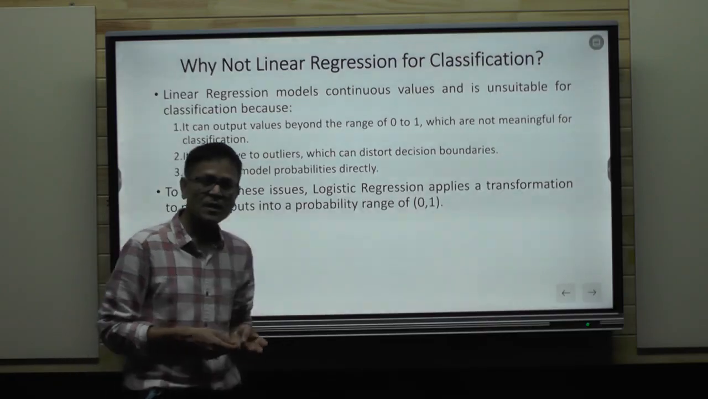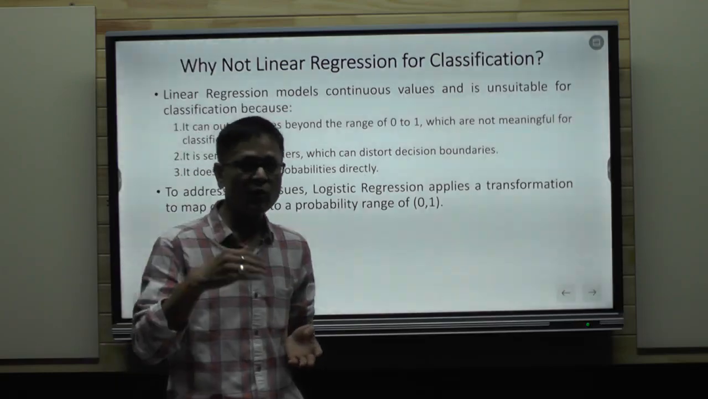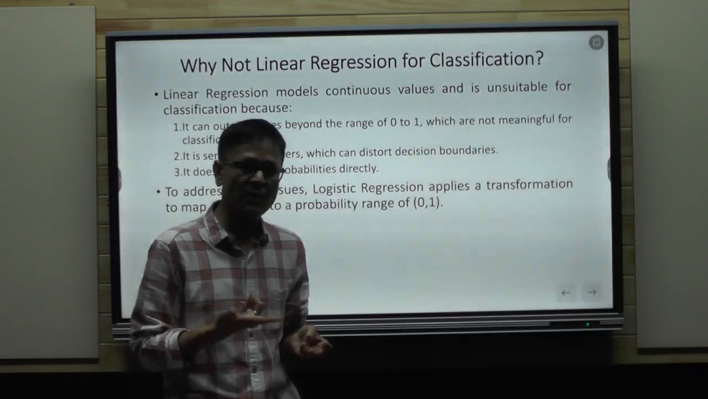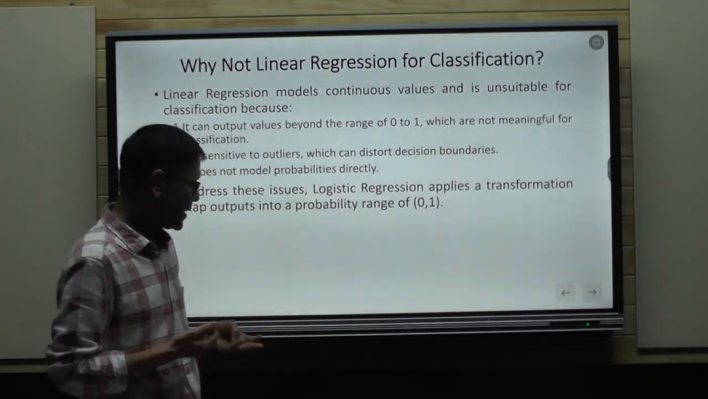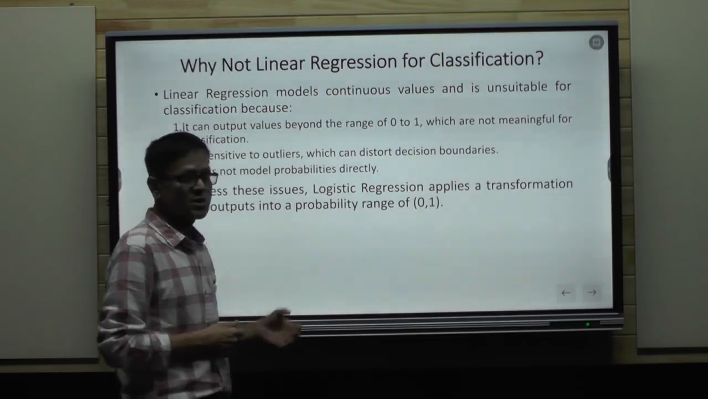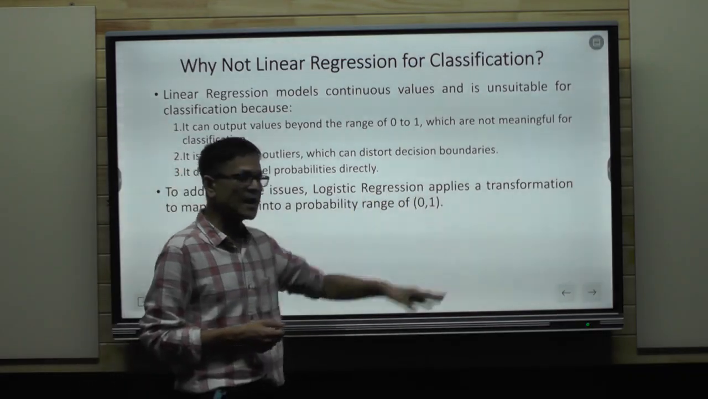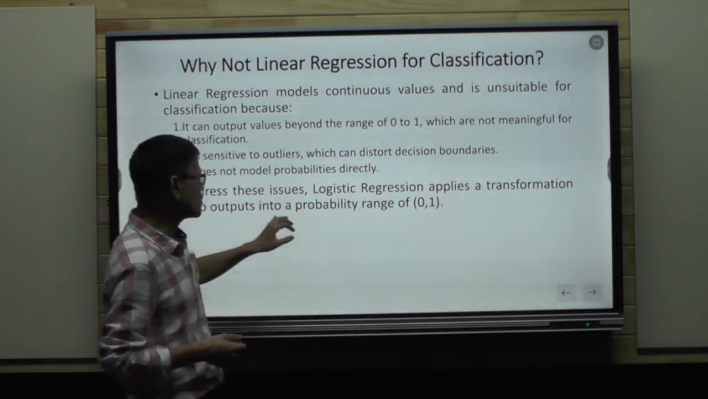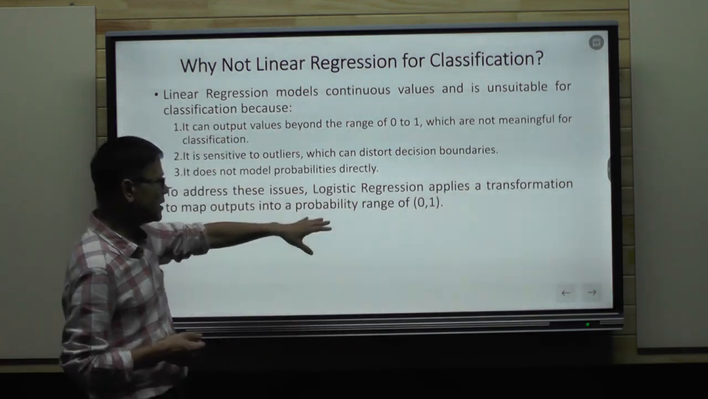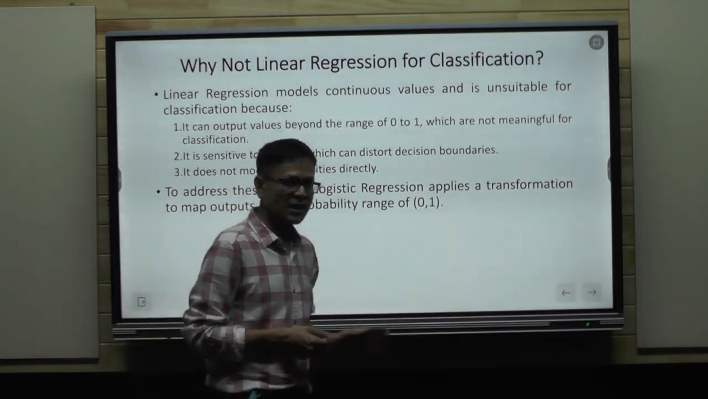The first one is that the output of linear regression can exceed the value 1, which is meaningless in the case of probabilities, because the maximum probability can be 1. And the third thing is that it is sensitive to outliers. To address these issues, logistic regression applies a transformation to map the outputs into the probability range of 0 and 1. So when you map to the probability range between 0 and 1, that becomes logistic regression.